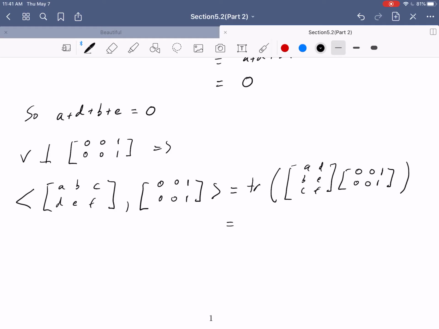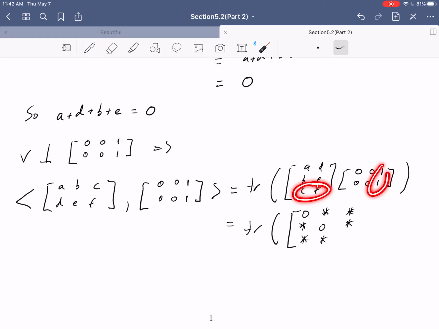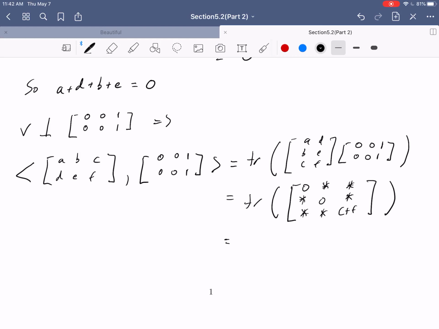And if we start to do that, that would be the trace. Once again, we'll just focus on the diagonal elements. First row, first column, that's going to be 0. And then something, something, something. Second row, second column, also 0. Something, something, something. Last one, C, F times 1, 1 gives us C plus F. Okay, so that then tells us that this trace would be C plus F, and that would equal 0.